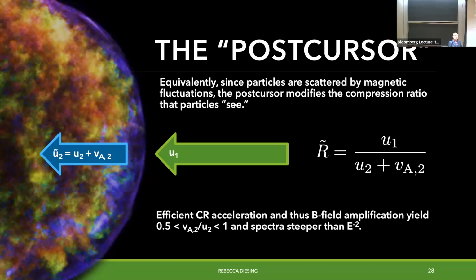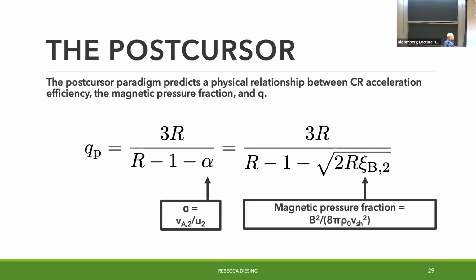but an effective compression ratio R tilde that is less than 4. And so if you want to put this in a more theoretical context, this is the new theory for what Q is, so the momentum slope should be. And so now, instead of just depending, before it was 3r over r minus 1, you also have this alpha term, which depends on the Alfvén speed and the fluid velocity.